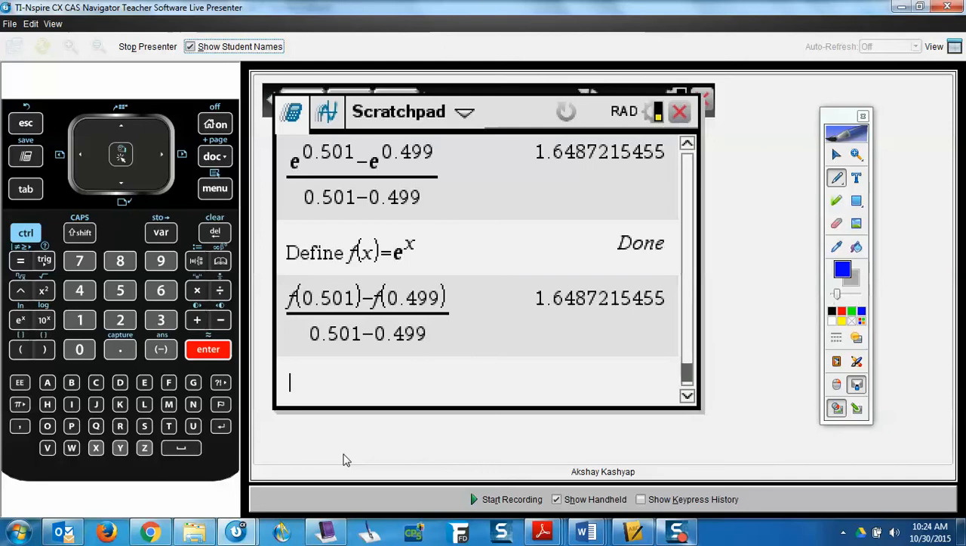So anyway, those are some little tricks of typing some things in on your calculator screen.